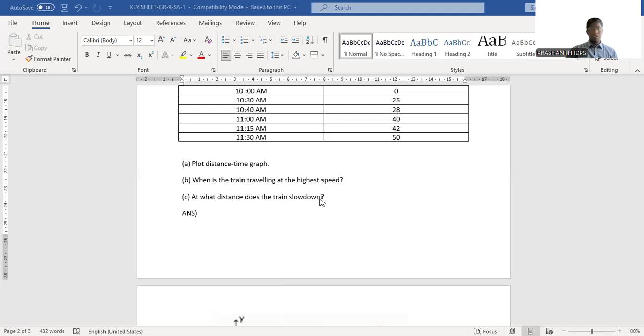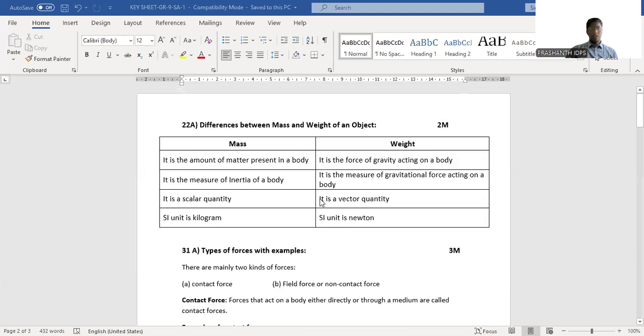Right, see here, the answer is differences between mass and weight of the body. It's a 2 marks question. Even if you write two points, I'll give you the full marks. These are the definitions. What is mass? Definition. Weight definition. Mass is a measure of inertia of the body. Weight is a measure of gravitational force; weight depends on gravitational force. Mass is a scalar quantity, weight is a vector quantity.